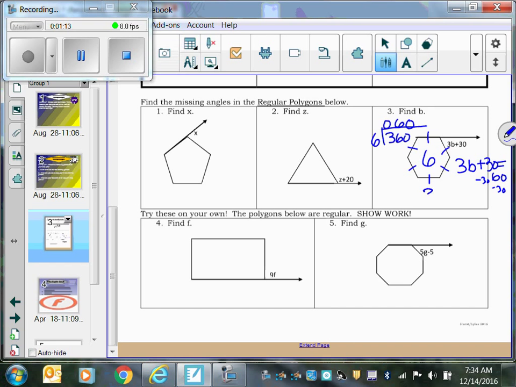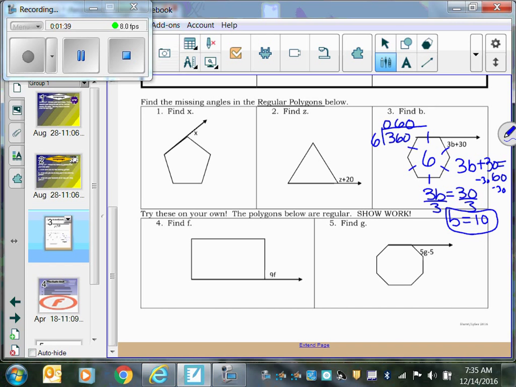When I do that, I get that 3b is equal to 30. Now that I have 3b equals 30, what am I going to do? Divide by 3. Right, divide by 3. So I now get that b is equal to 10. I circle my answer because it can be hard to find everything sometimes. And if I had my other answers up here still, I'd go back and circle those too.